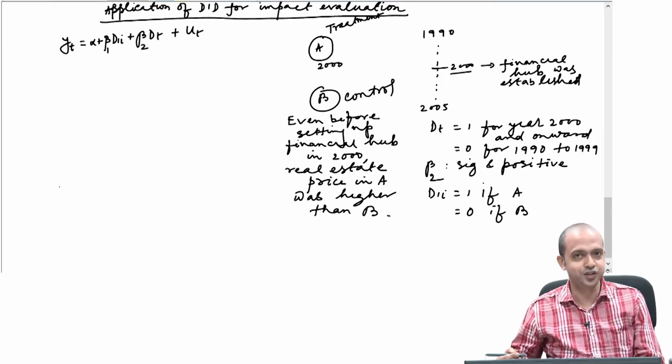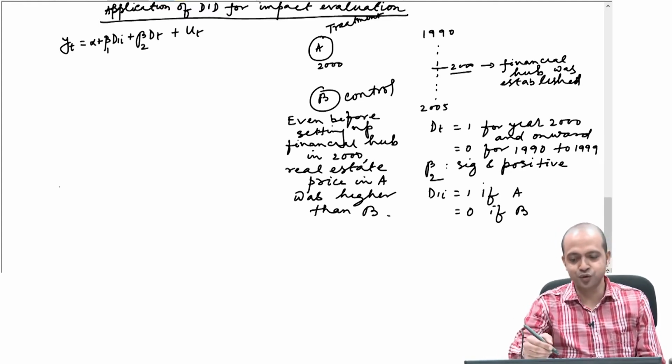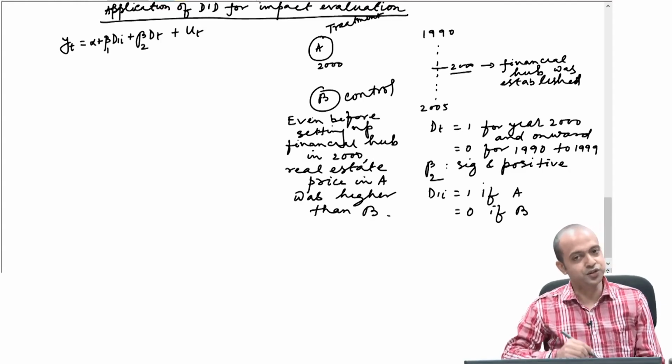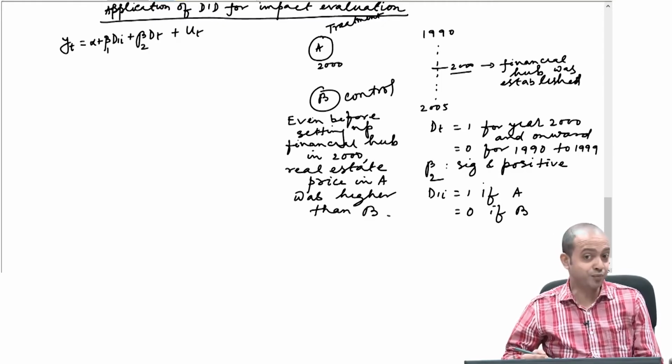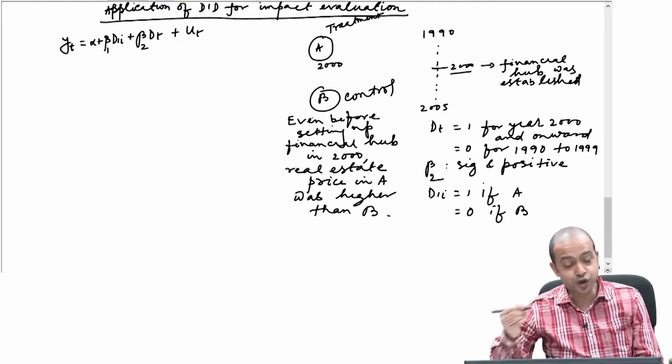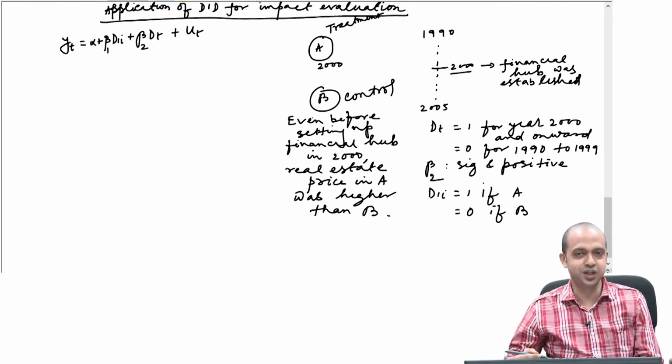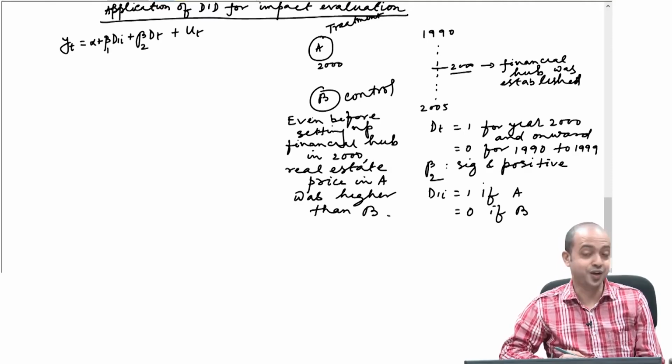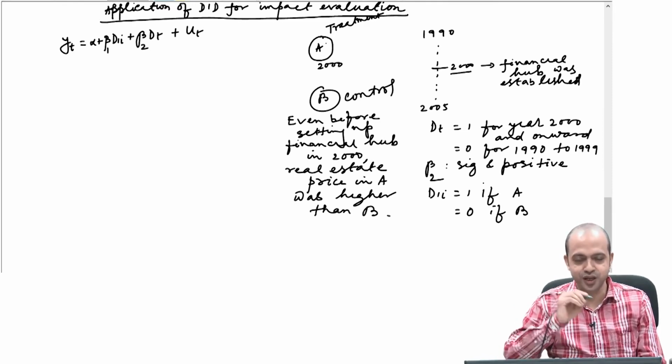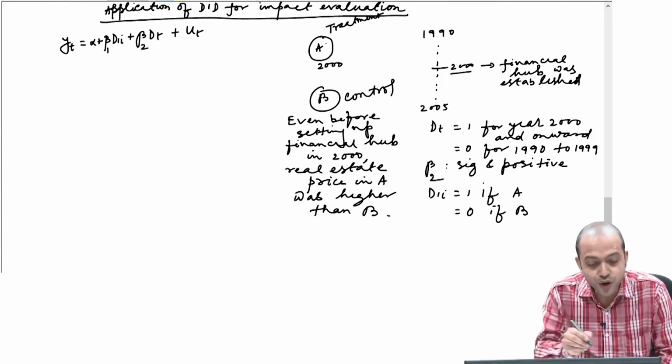Okay, difference in difference. That means I understand there is a difference in real estate price between A and B in pre 2000. There is also a difference in the real estate price between A and B post 2000. But my hypothesis is that the post 2000 difference between A and B is significantly higher than pre 2000, and if that becomes true, then only I can say that this financial hub has actually a positive impact on real estate price for the area. Then how do you have to modify this?